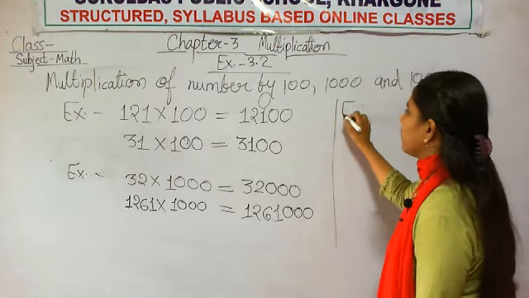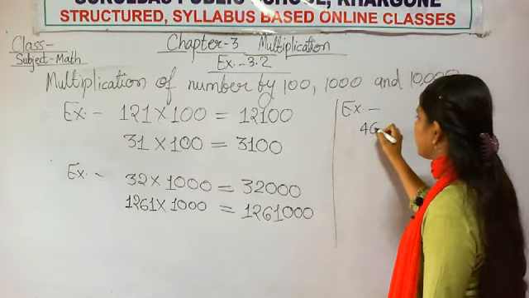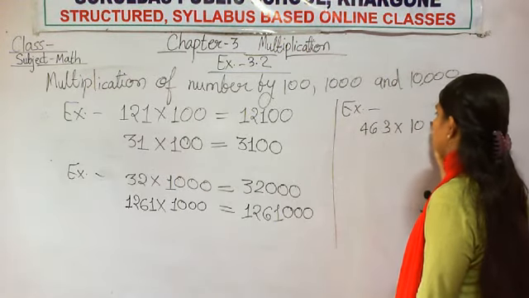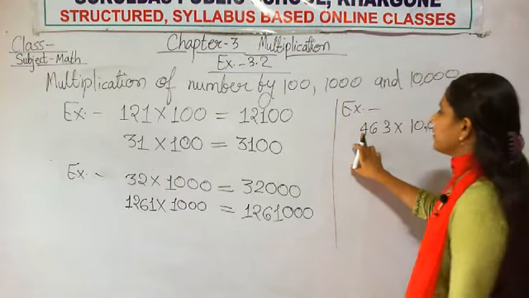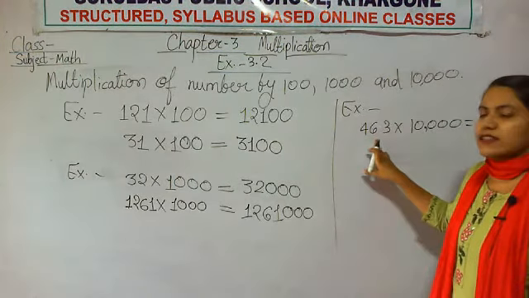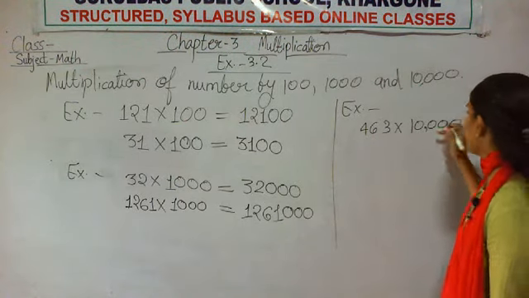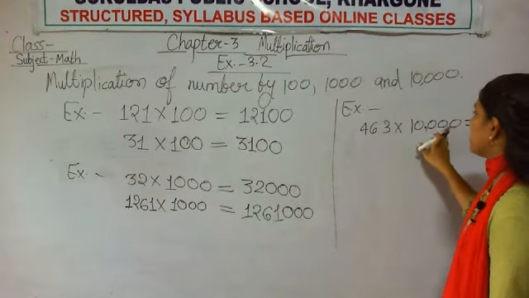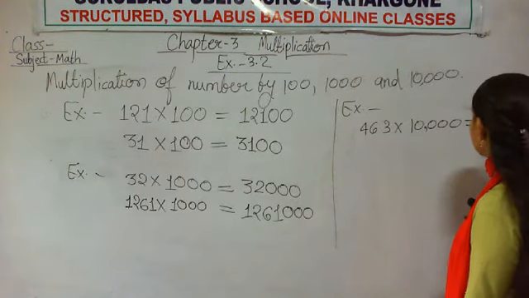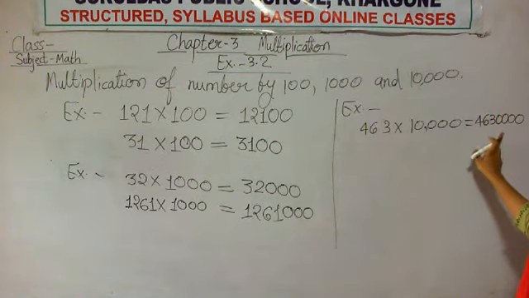Now again, if you want to multiply the number 463 by 10,000, then again what do you have to do? You will write the number in the answer and insert 1, 2, 3 and 4 zeros right to the number. So I have inserted 4 zeros right to the number.